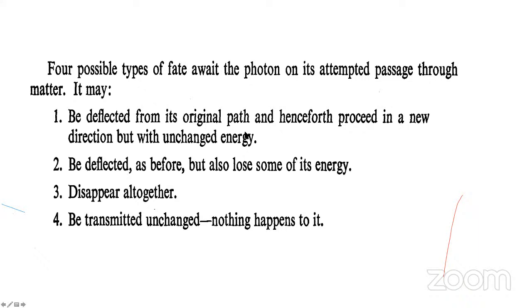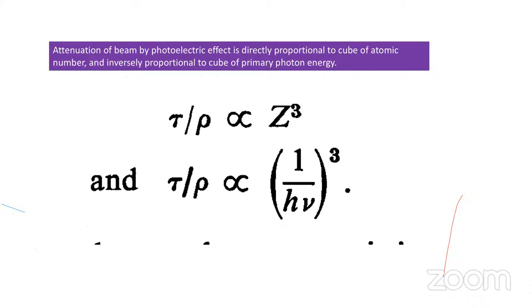It is deflected from its original path and then proceeds in a new direction, but with unchanged energy. That seldom happens, that without change in energy. It is deflected and also loses some of its energy. So deflection means it is scattered. It disappears altogether. When it disappears altogether, it means it is absorbed. And transmitted unchanged means it just goes through and through without either moving from its path or being reduced in its intensity.